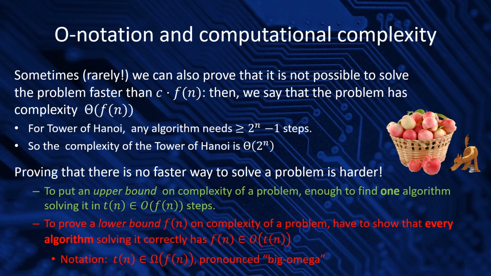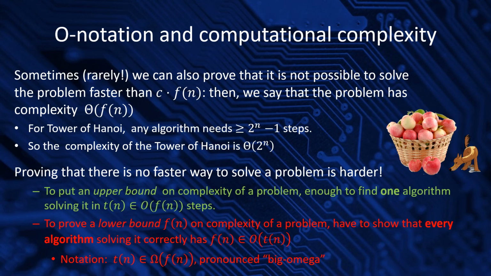So here we've reversed. Before we were talking about t of n being in big O of f of n, and now it's f which is in big O of t. And if this happens and we still want to talk about f of n, there is a notation called big omega, the Greek letter omega, where you could say t is in big omega of f, meaning that f is in big O of t.